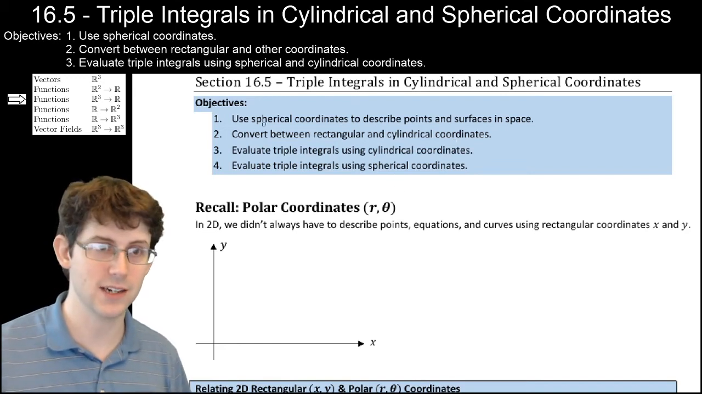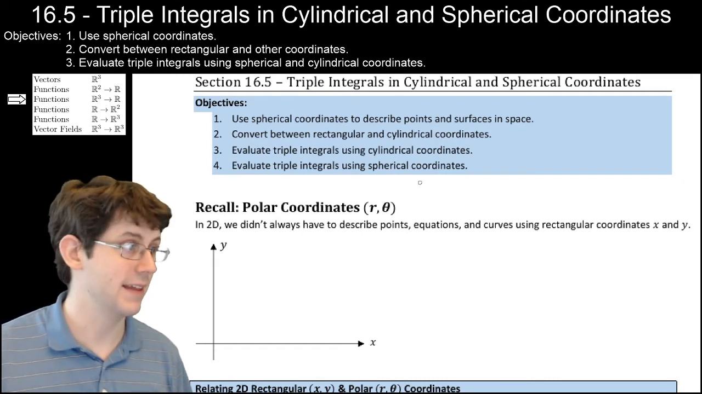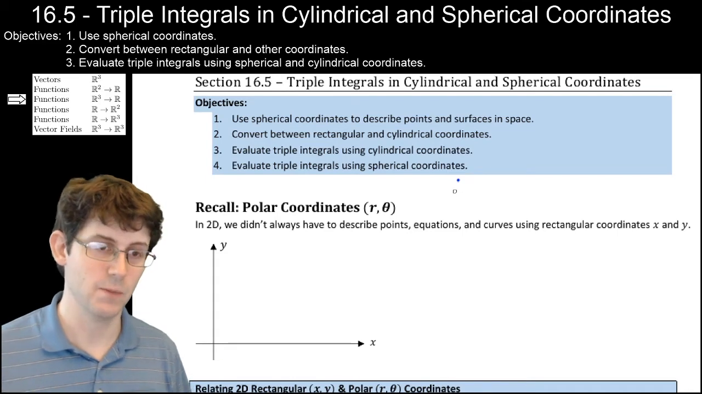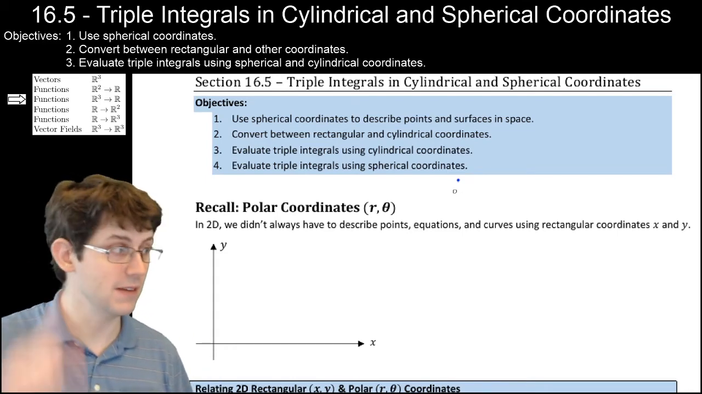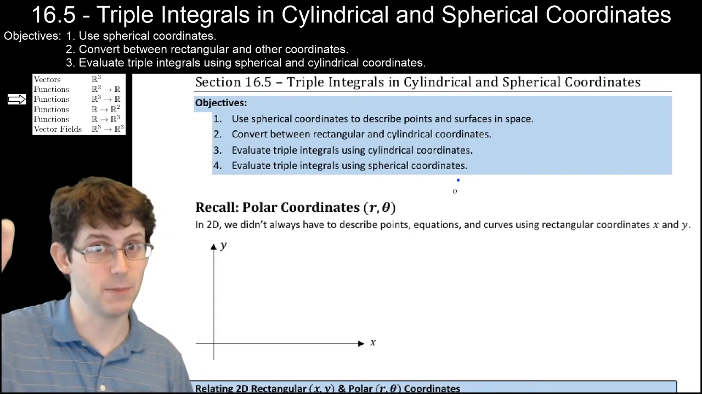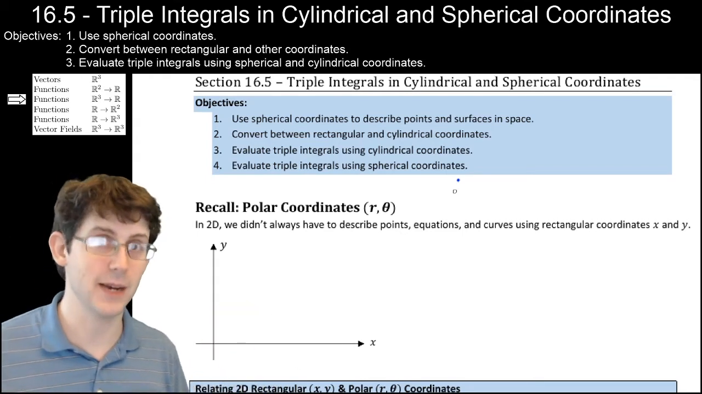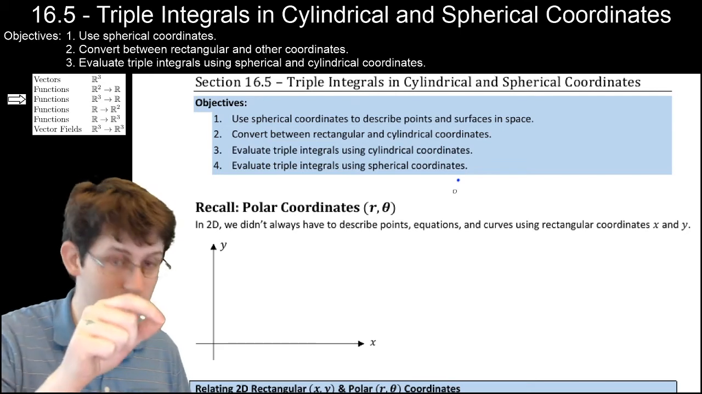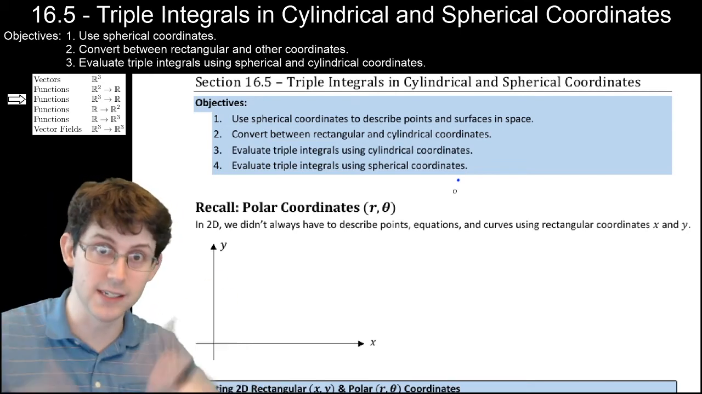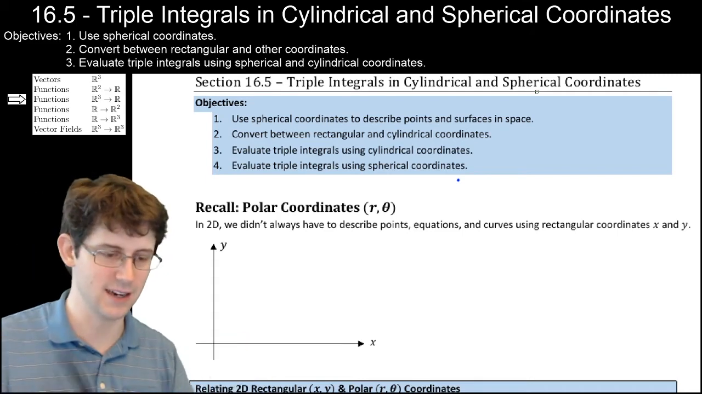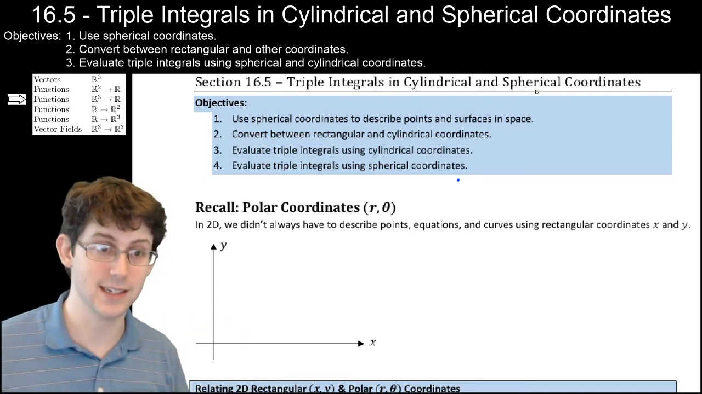So we're going to try to actually use these new coordinate systems. We'll learn how to convert between them, and then finally we'll evaluate integrals in these coordinates. The functions that we're using will usually be functions where the input is a point in space, and it just so happens that points in space are often best described by a latitude, a longitude, and an altitude, which is 2 angles and a distance, instead of x, y, z, which is 3 distances.